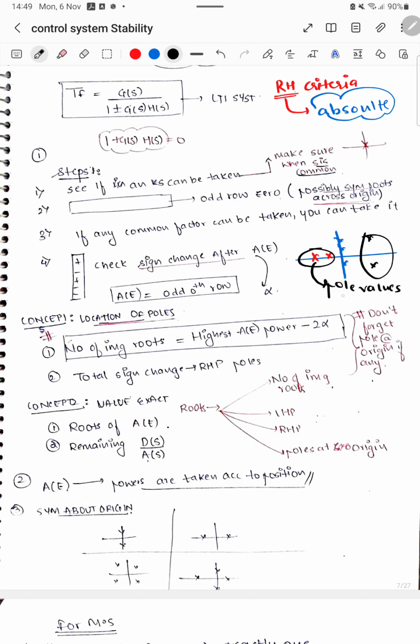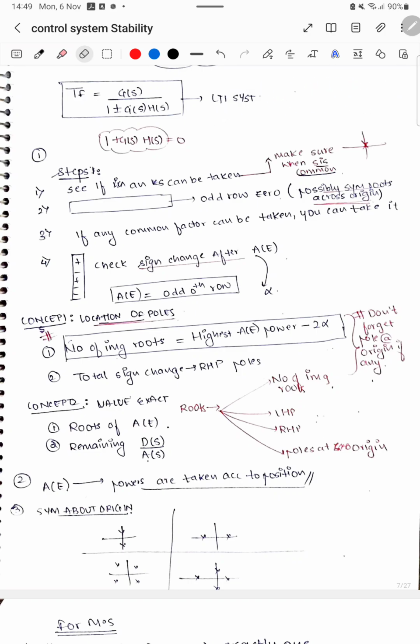pole values also. Okay, we shall discuss all the rules with regards to this, and then we will quickly see one example demonstrating almost all the rules discussed. Fine, so let's get started. So what we will do is we will first take the denominator of a transfer function, closed loop transfer function, that is 1 plus G(s)H(s) equals 0.